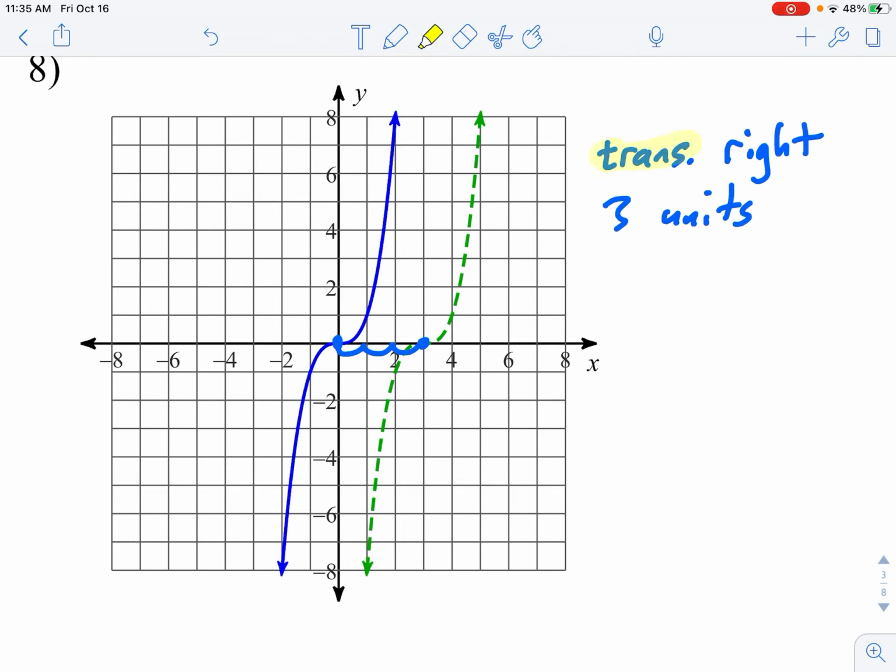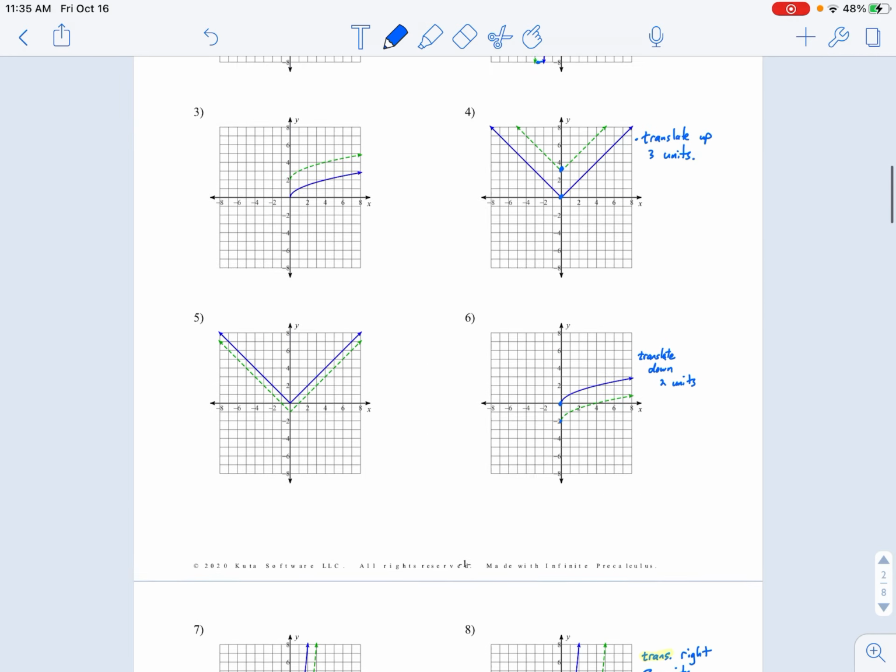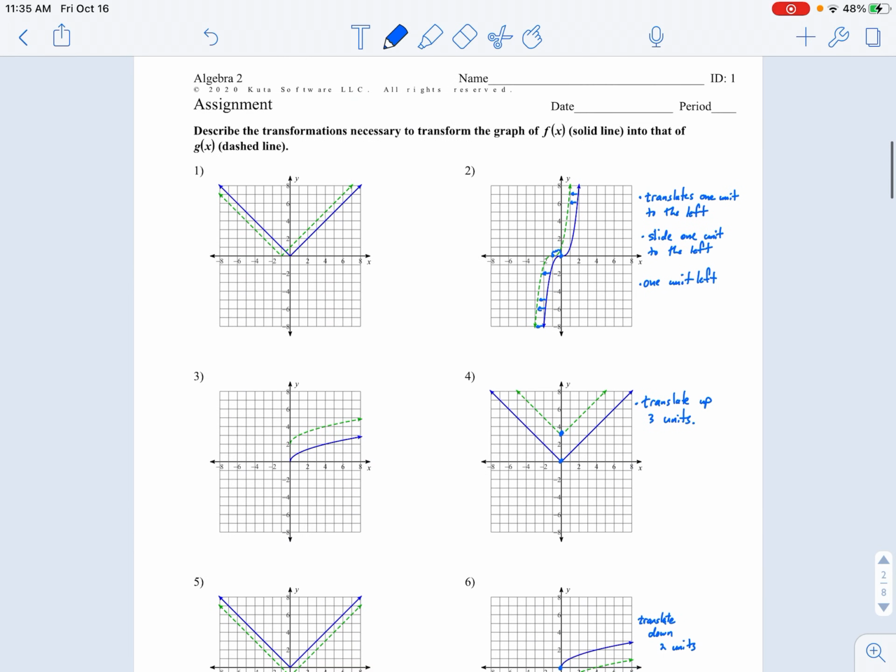And I'd love to abbreviate. So translate right 3 units. Number 8, does it say that? Yep, translate right 3 units. So that's how you do the first group of problems. Not really doing a lot of math here other than counting. So hopefully you can achieve that.